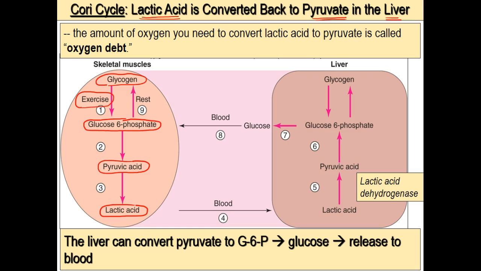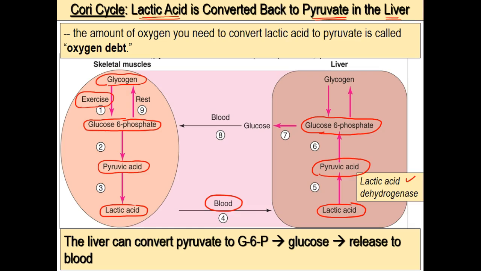And lactic acid, we're just following the numbers here, is released from skeletal muscle out into the blood and goes to the liver. And in the liver, there is an enzyme called lactic acid dehydrogenase, which converts lactic acid to pyruvic acid and then back into glucose 6-phosphate. Okay, what's the benefit of this?